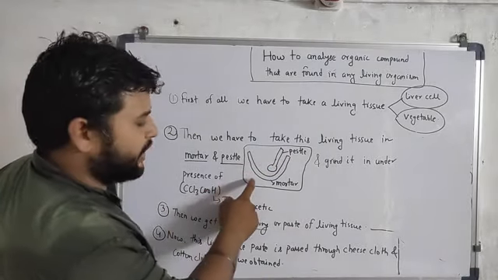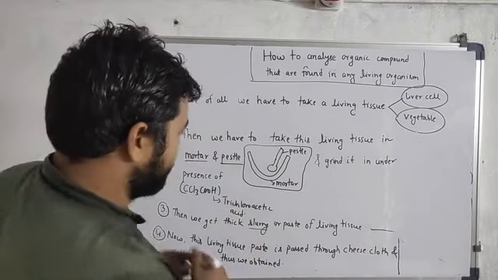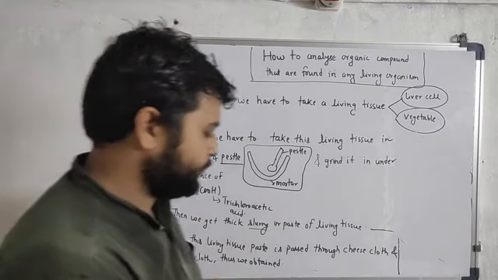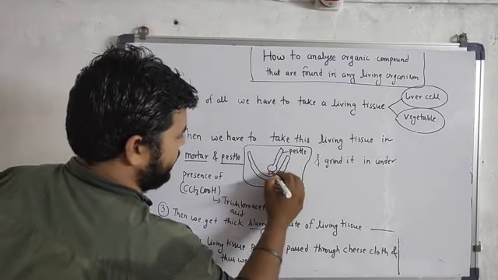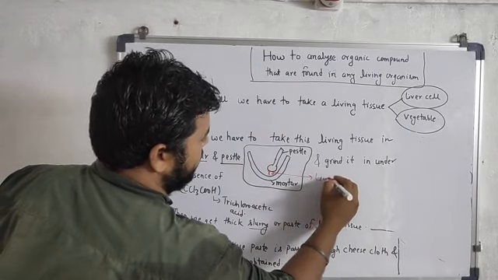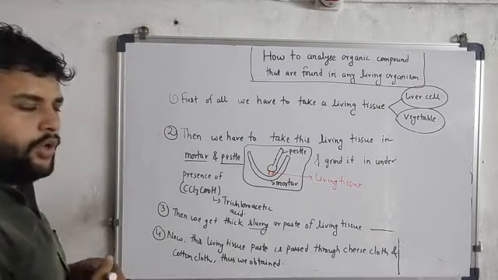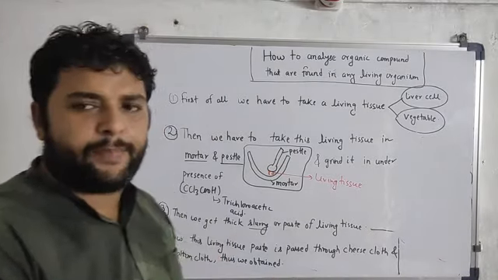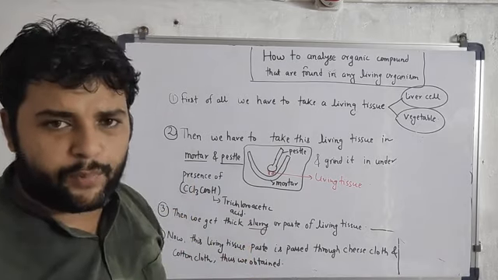This is the structure of the mortar and this is the pestle. And suppose here is the living cell or the living tissue. With the help of mortar and pestle, we will try to grind it very properly.